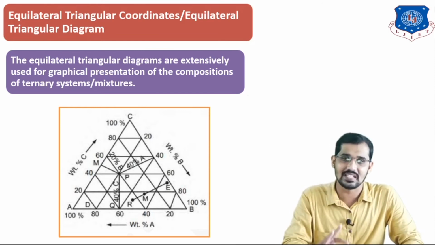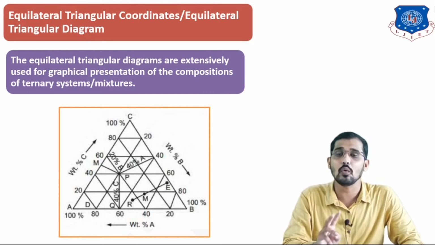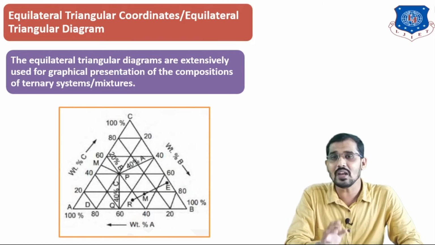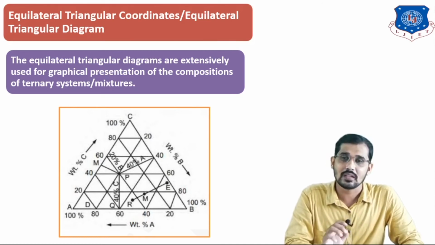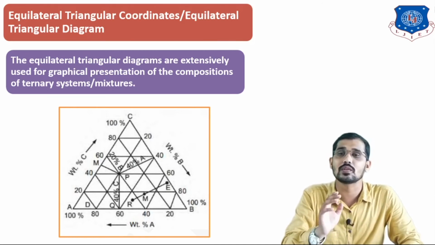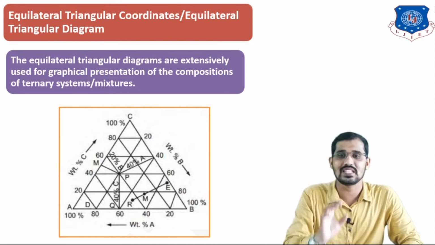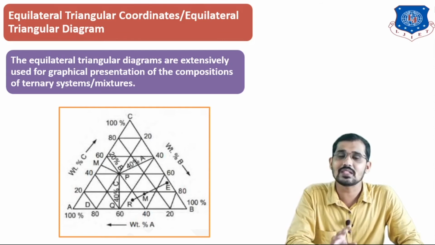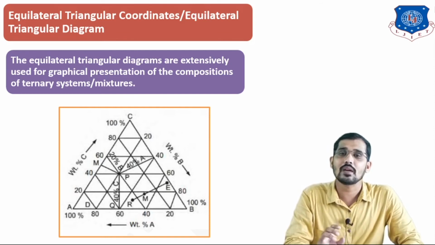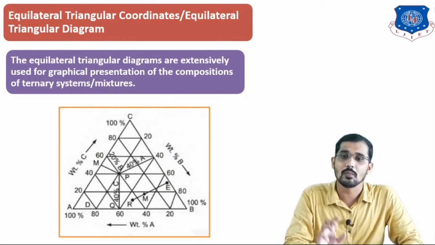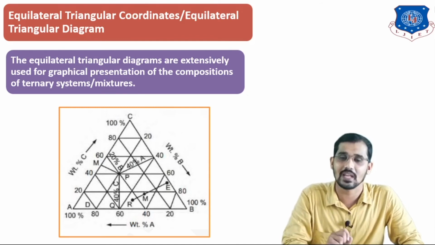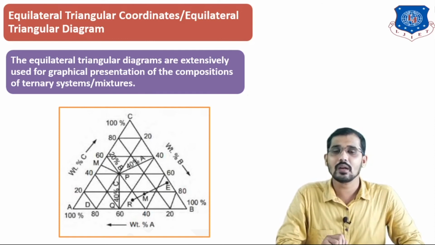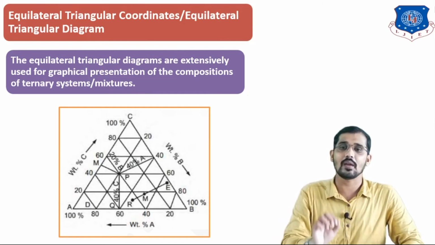And there are three sides. On those three sides we have only two components. I can say binary mixtures are available on the sides, and the third component is not available on those sides. For example, on AC we have the composition of components A and C, B is not available. On AB we do not have component C. On BC we do not have component A. So this is the diagram for the equilateral triangular coordinates.